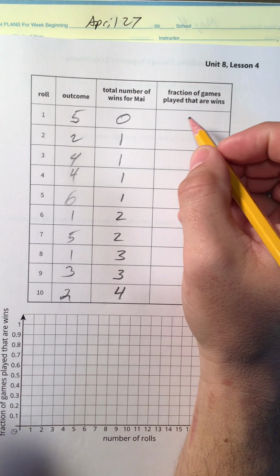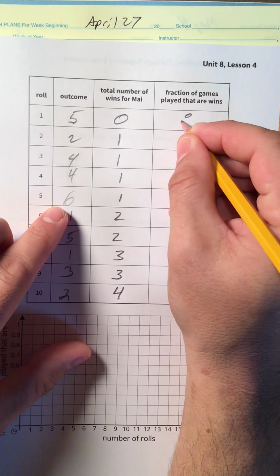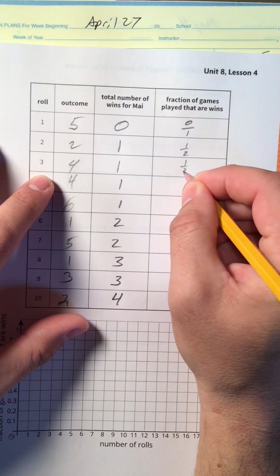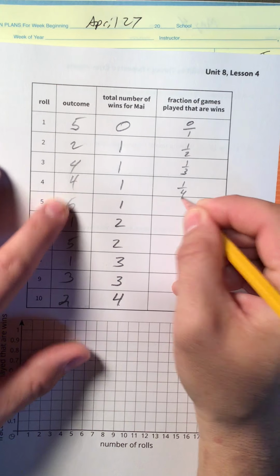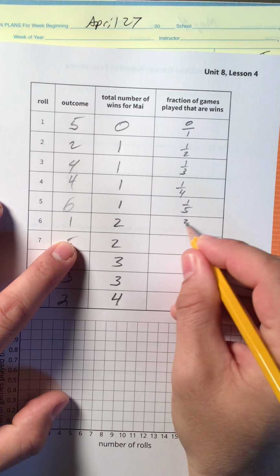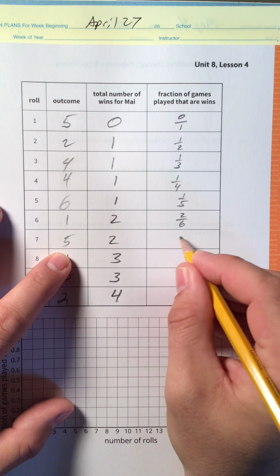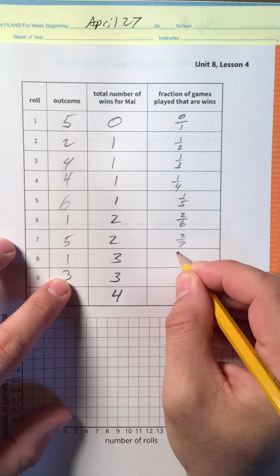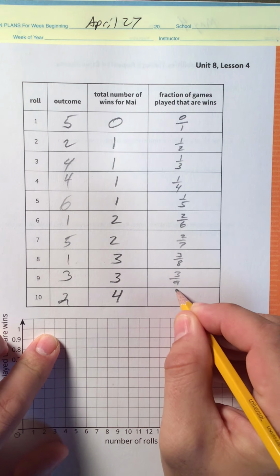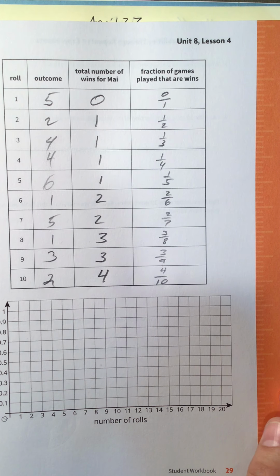Okay, fraction that are wins. So it's 0 out of 1. I've won 1 out of 2. I won 1 out of 3. I lost, so I won 1 out of 4. I lost again, so I'm 1 out of 5. Then I won, and I'm at 2 out of 6. I lost, so I'm at 2 out of 7. I won, so I'm at 3 out of 8. I lost, so I'm at 3 out of 9, and I won. I'm at 4 out of 10, so probably a little better than we would expect.